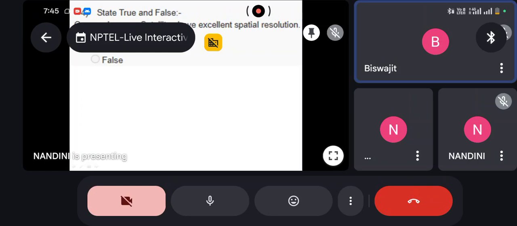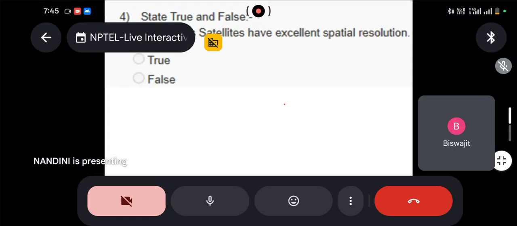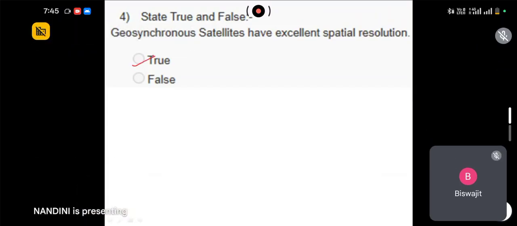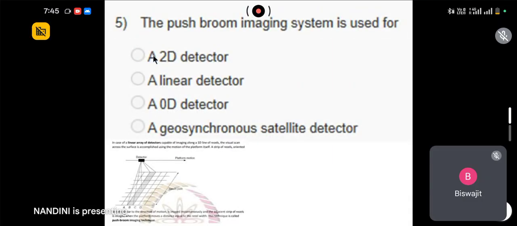Okay. Now, geosynchronous satellites have excellent spatial resolution. Is it true or false? Yeah, true. Geostationary will have very low resolution, but the geosynchronous satellites have very high spatial resolution. Now, the push broom imaging system is used for.